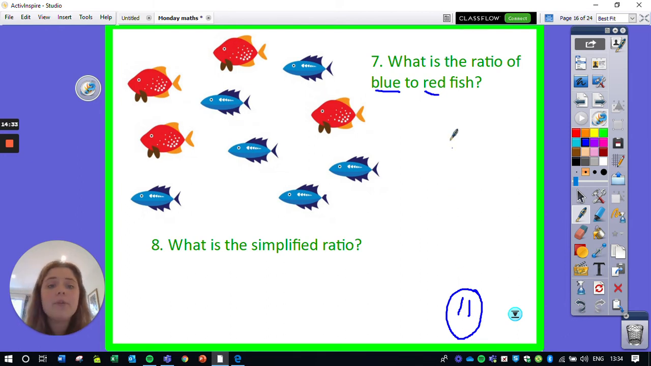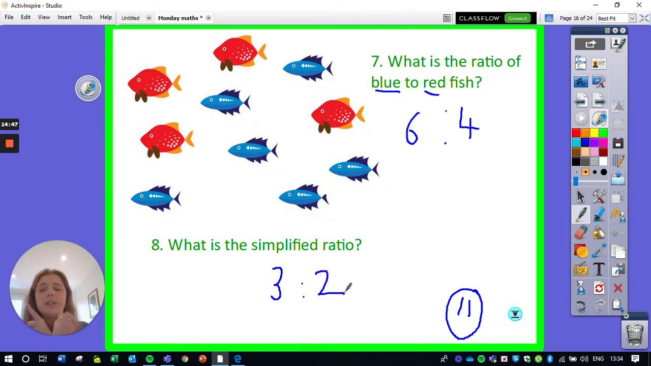Right, I'm going to go through those 2 questions. Make sure you've had a go at them by yourself first. How many blue fish are there? 1, 2, 3, 4, 5, 6. 6 blue. How many red? 4. When you simplified that, divide them both by 2, your simplified ratio would have been 3 to 2. If you said 4 to 6, you've got it wrong. You have to start with the right colour. So well done everyone who got that right.